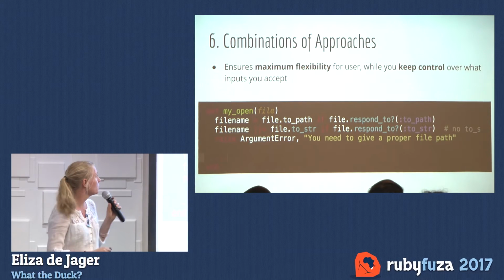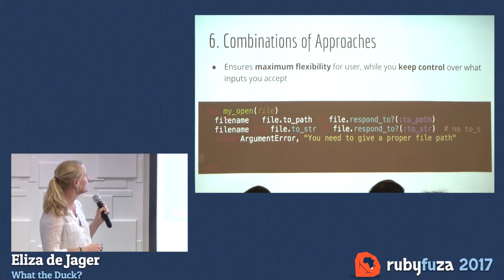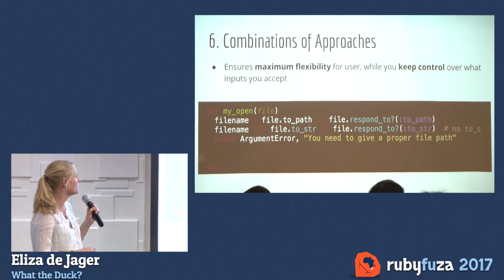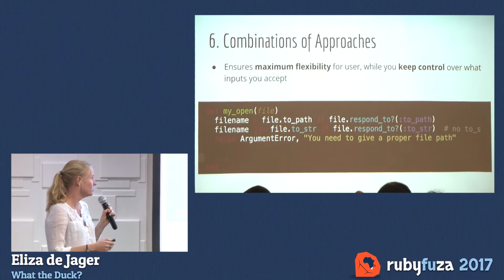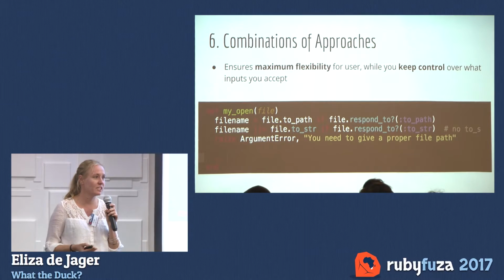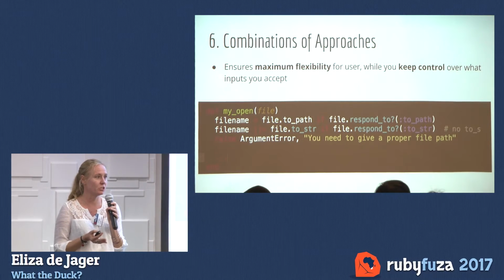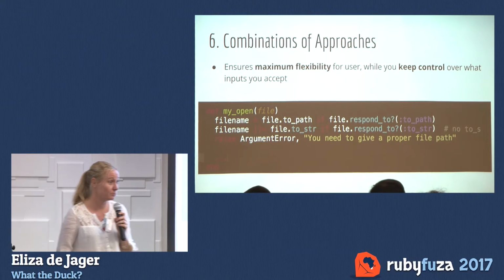So, for example, if we take a look at this myOpen method over here, you see what we're trying to do is get a file name out, and we check, does toPath exist? If it does, we use it. Then we check, does toStr exist maybe on this object? And if it does, we can use that. You see, there's a very conscious decision of this developer to not call to_s, because we know to_s is going to give you a string representation of just about any object, and that's not likely to be a file name, right?